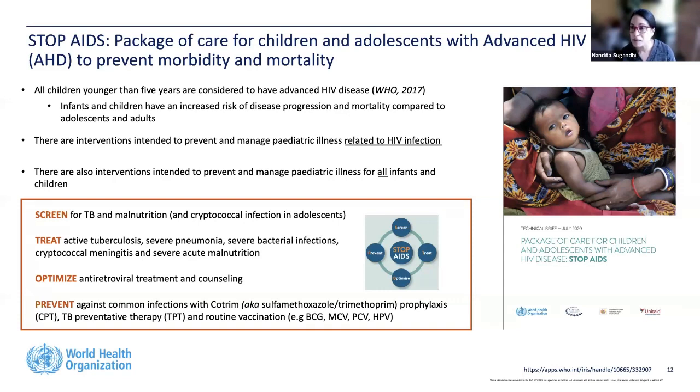We actually have better, well-tolerated, less toxic, and easy to use optimal ARV formulations for children now, and we want to optimize the treatment that they're on, as well as their ongoing care, including adherence counseling for themselves and their families. And then lastly, we want to make sure that we prevent other infections. That includes providing cotrimoxazole prophylaxis, TB preventive therapy, as well as routine vaccination.